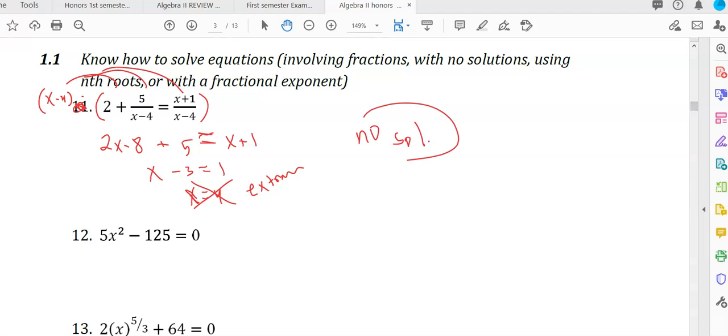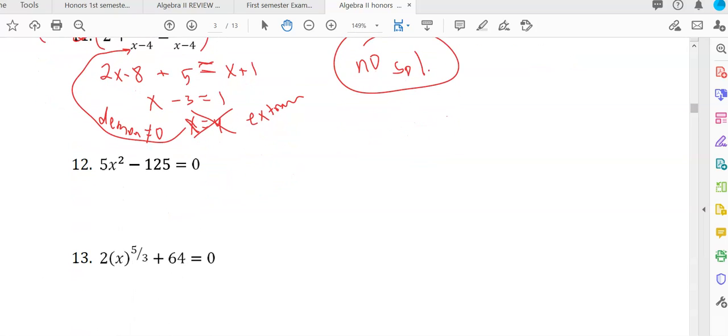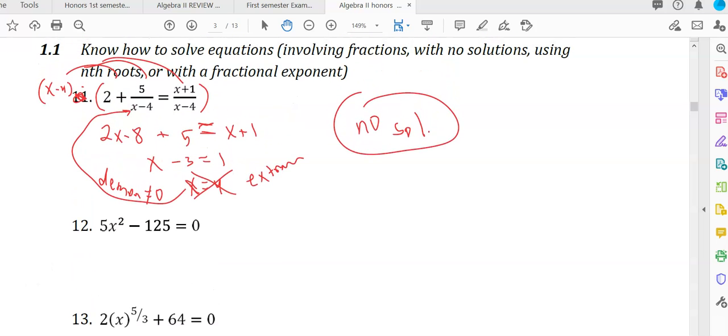The reason is, if you plugged it back in, what would happen? The denominator would equal 0, which is a no-no. Denominator cannot equal 0. 4 minus 4 is 0, so there's no solution. Even though we made no mistakes in solving that problem, that's exactly what would happen there. This is another one of those difference of cubes.